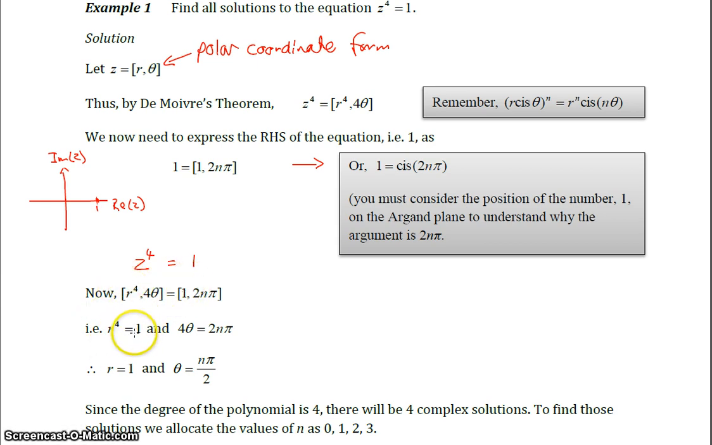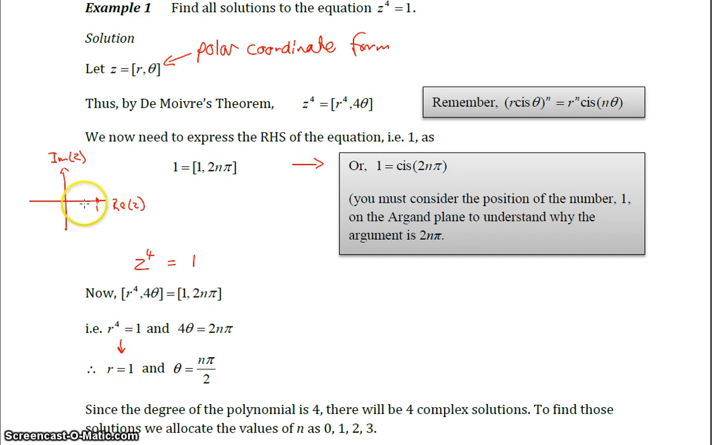R to the 4 equals 1. Our angle, the argument for theta, is equal to 2n pi. And then, because we're just looking now at our modulus, solving for r is just going to be 1. Remember the modulus is just a real number value, so we're just looking at it being 1. And remember that the modulus is actually the distance from 0.